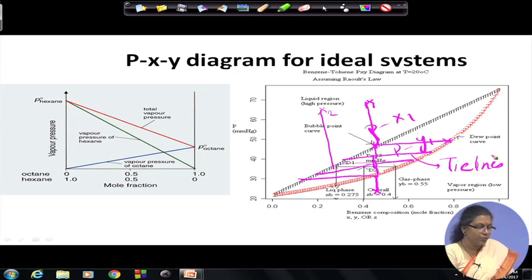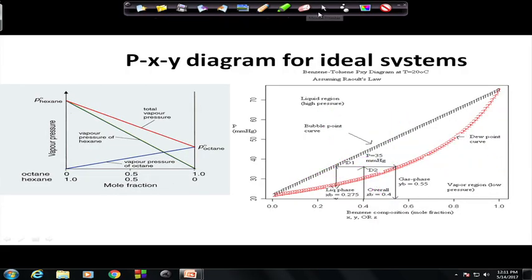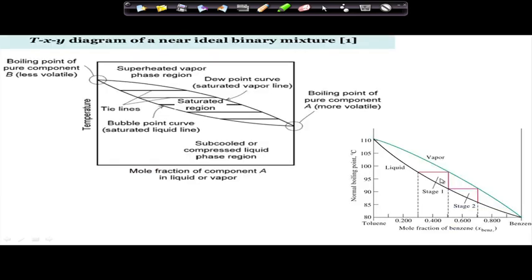Fine. So, this was the PXY diagram which we were discussing. Now, very frequently we know that it is easier to maintain a constant pressure as compared to a constant temperature. So very frequently we are interested in generating TXY diagrams as compared to PXY diagrams. Let us see, at constant pressure, how a TXY diagram would look.